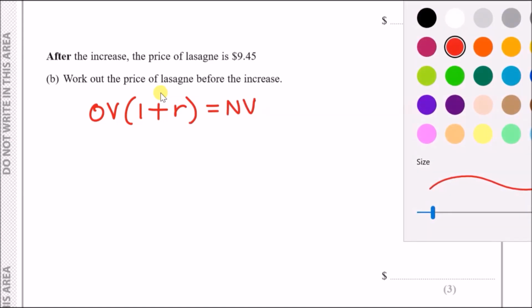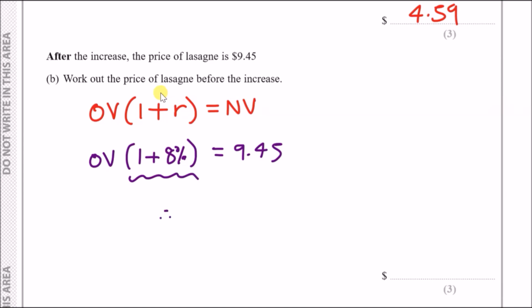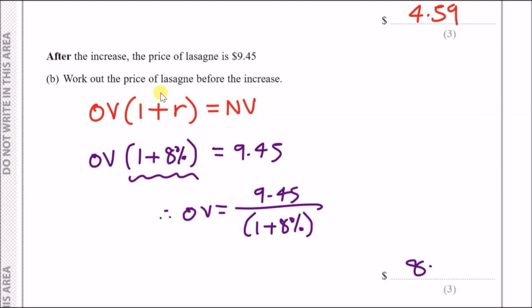Well, using all the values we got, so since we're trying to find the OV value, we can say that OV times 1 plus 8% must give us $9.45. So all we do is literally just divide this part across and make OV subject. So therefore, OV equals 9.45 over 1 plus 8%. Just put that in your bracket, put that all in the calculator exactly as it is. Don't do no middle steps, yeah? And when you do that, you should just get a straight up answer of $8.75.